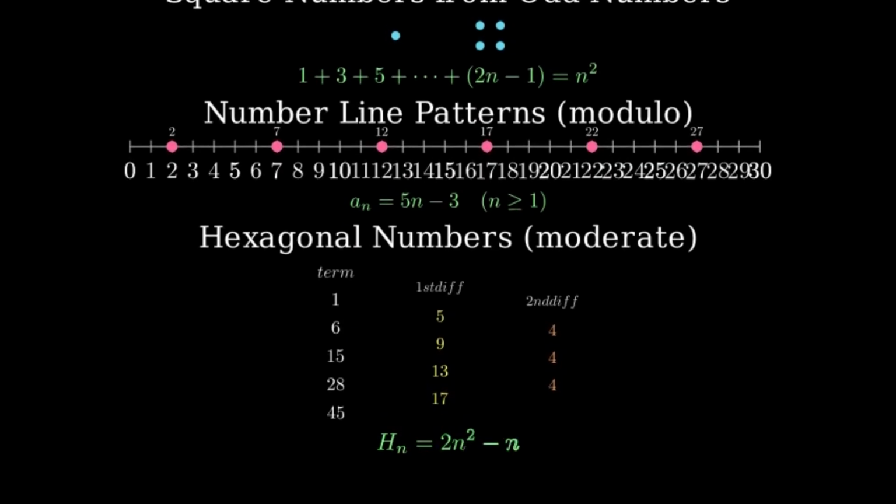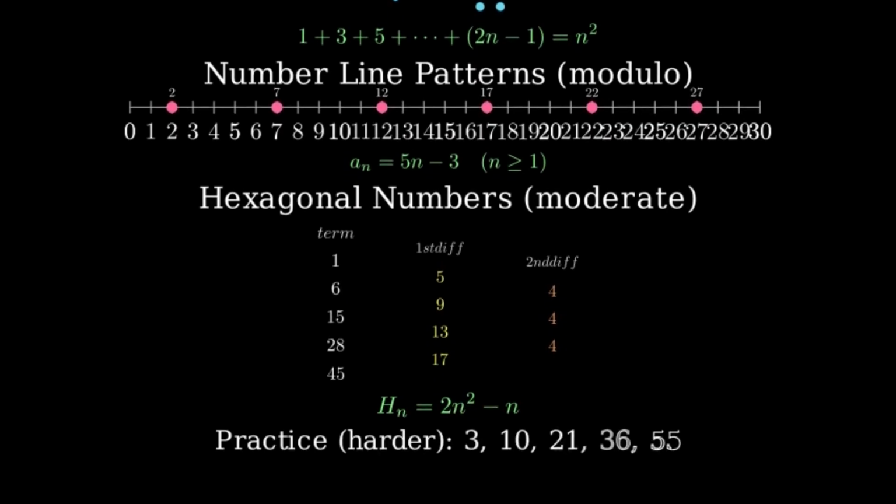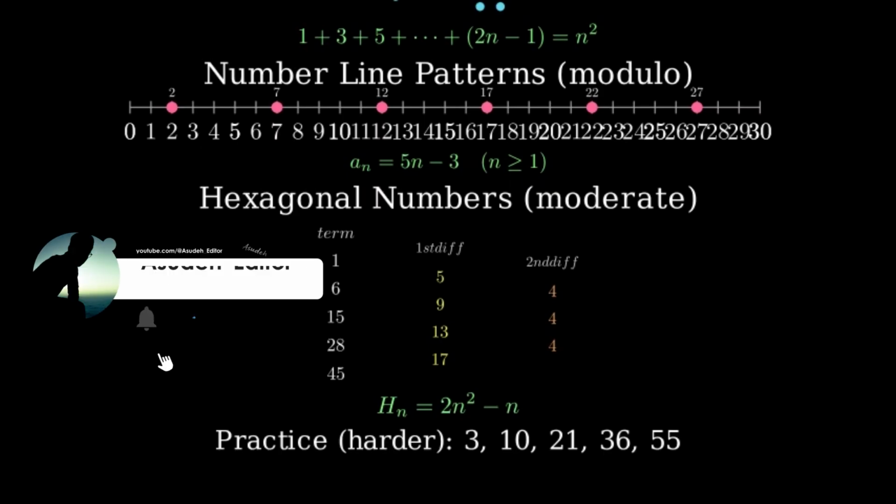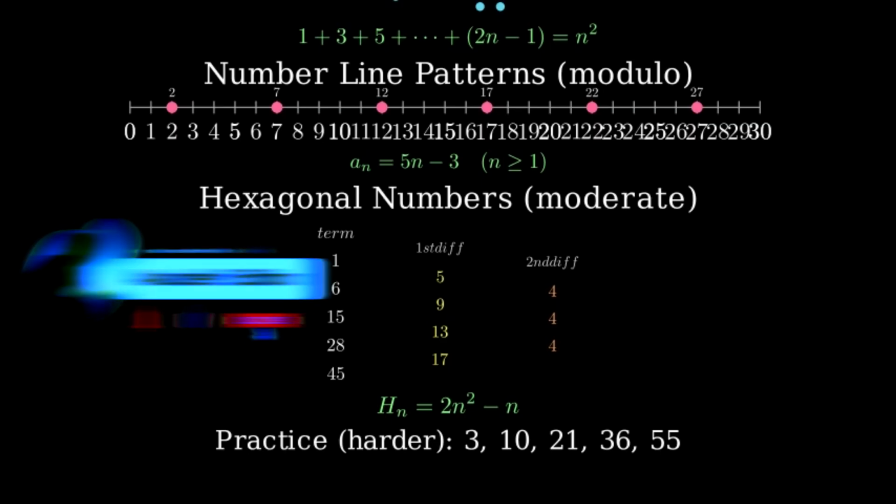Strategy summary. To find rules, try differences, visualize arrays for shapes, and translate repeating patterns on a number line to an arithmetic formula. Here's a harder practice with guidance. Find the nth term for the sequence 3, 10, 21, 36, 55. We'll use a quadratic ansatz and solve.